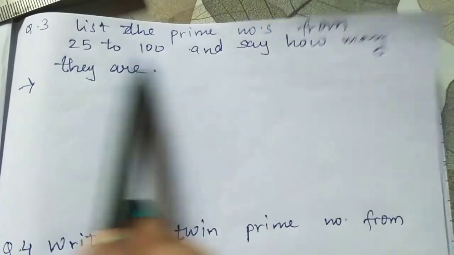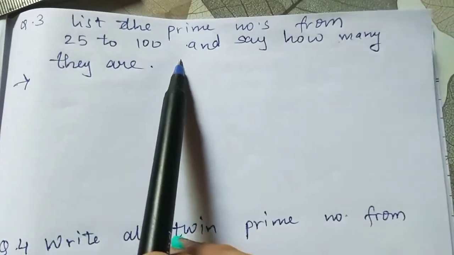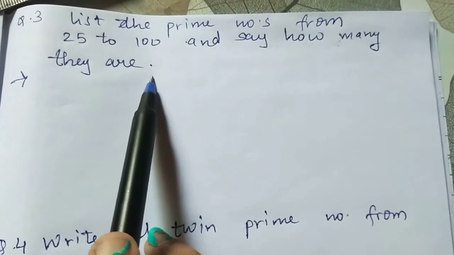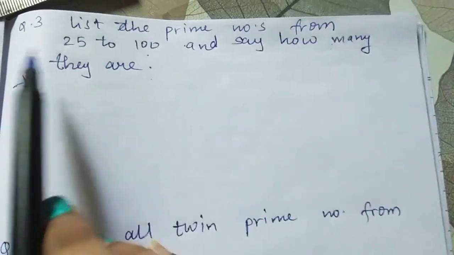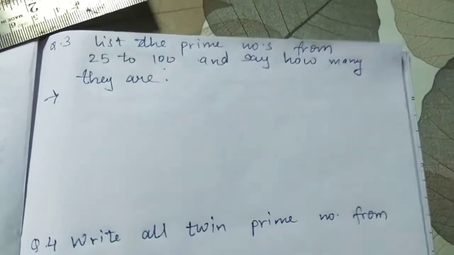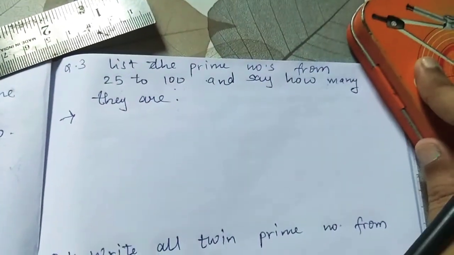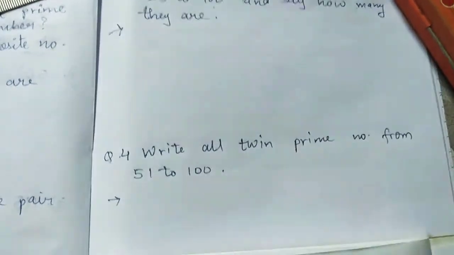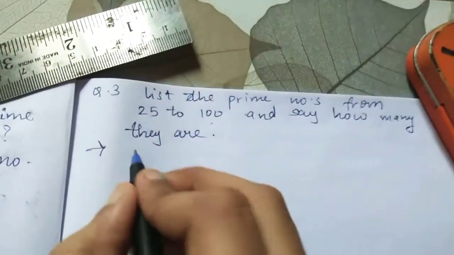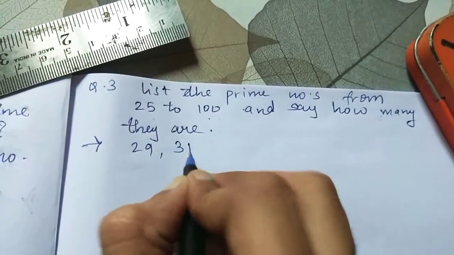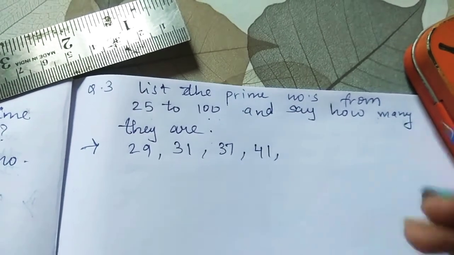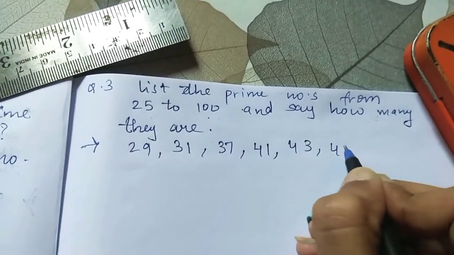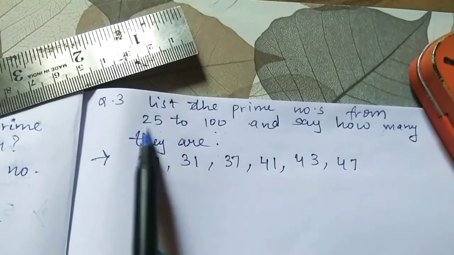Next is: list the prime numbers from 25 to 100 and say how many they are. We know from 1 to 100 there are 25 prime numbers. Let us see from 25 to 100. Now let me list down all the prime numbers from 25 to 100. So after 25, the first number is 29, I am listing down prime numbers from 25 to 100.